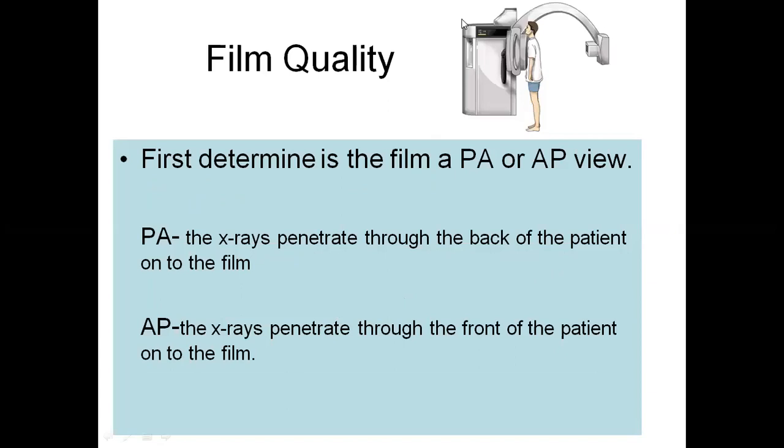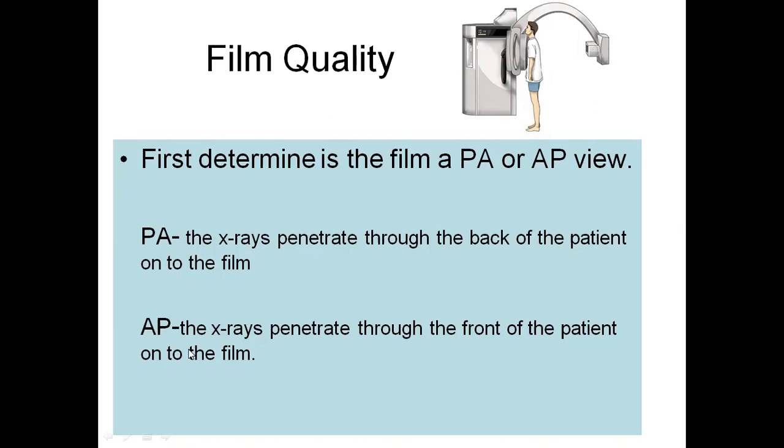Now you can see here, this is the X-ray machine. You can see the X-ray beam is being projected from behind. So the first thing to determine about the film is whether it is a posterior-anterior view or an antero-posterior view. In the posterior-anterior view, the X-rays penetrate through the back of the patient onto the film like this. What you are seeing on the screen is the posterior-anterior view.